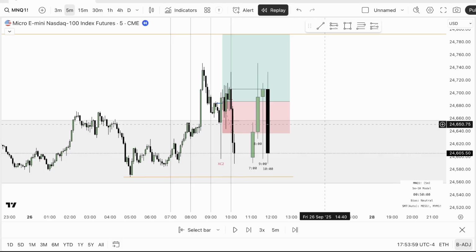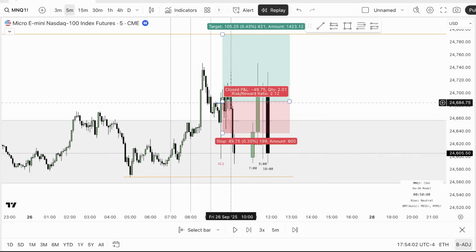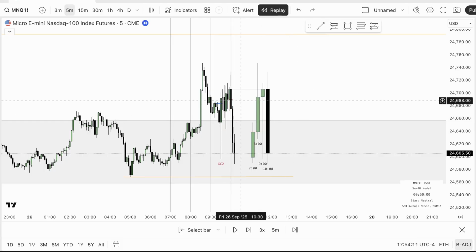However, I ended up realizing right about 10 o'clock here, we had this change of state of delivery going down, and right at 10 o'clock, YM and ES reversed. So I realized that if they were reversing and going bearish, there was a very good chance that NQ was going to reverse as well with their correlated assets. So at that point, I knew that this was going to be a losing trade.